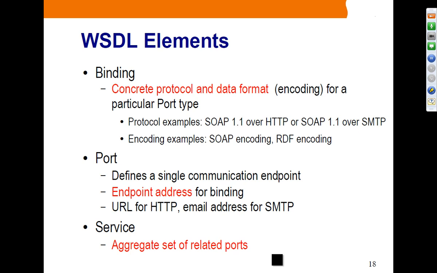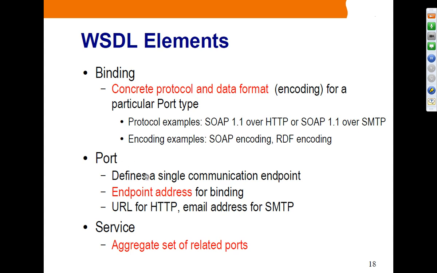Now these next three elements deal with the concrete communication protocol. The binding element specifies the concrete communication protocol, such as HTTP or SMTP, and the data format, which is called encoding. Communication protocol examples are SOAP 1.1 over HTTP and SOAP 1.1 over SMTP. These are communication protocols that can be specified using binding. Encoding examples are SOAP encoding and RDF encoding. We're going to talk about this one in more detail later on.